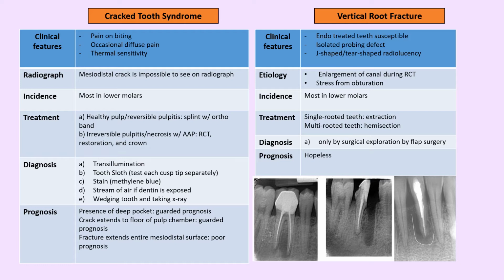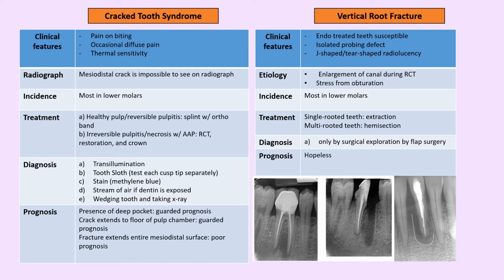Now, when we talk about the vertical root fracture, one thing that is important here is we can see the clinical features. The tooth with a vertical root fracture is mostly an endodontically treated tooth. If you put too much pressure while condensation, that is a common reason for vertical root fracture, mostly seen in the lower molar area.